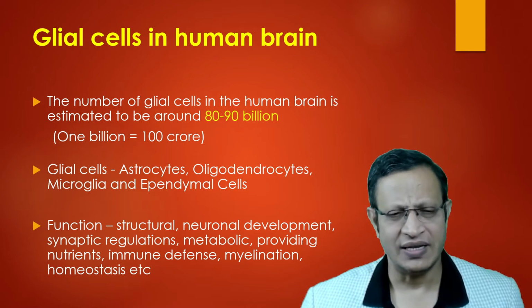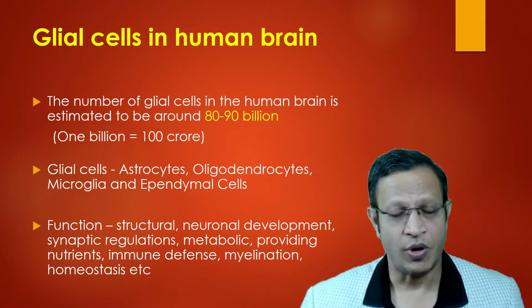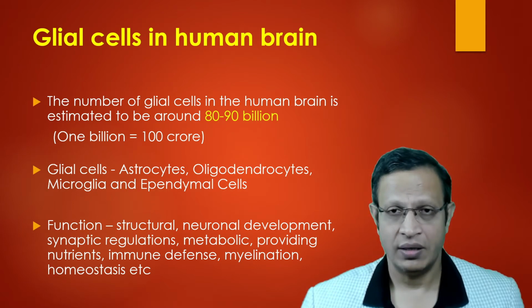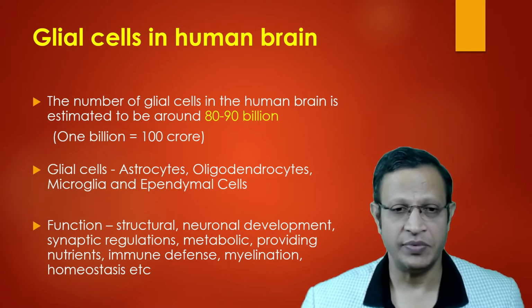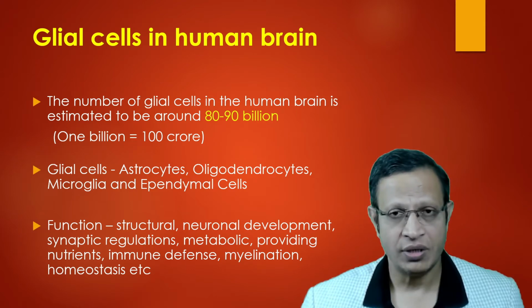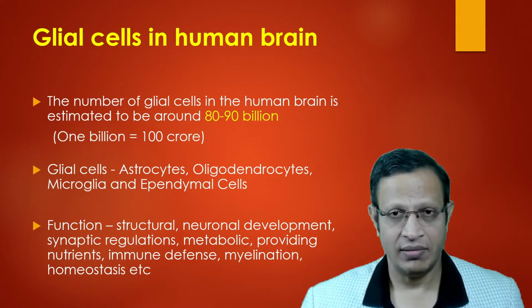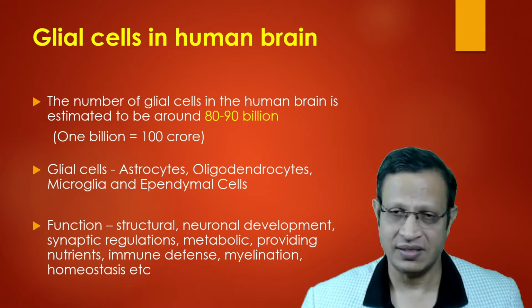What are the functions of these glial cells? These are basically structural. They also help in neuronal development, synaptic regulation, metabolism, provide nutrition, removing the waste materials from the brain, immune and defense mechanism, myelination, homeostasis, and various other responsible activities. That means in the brain, we have neurons and glial cells.